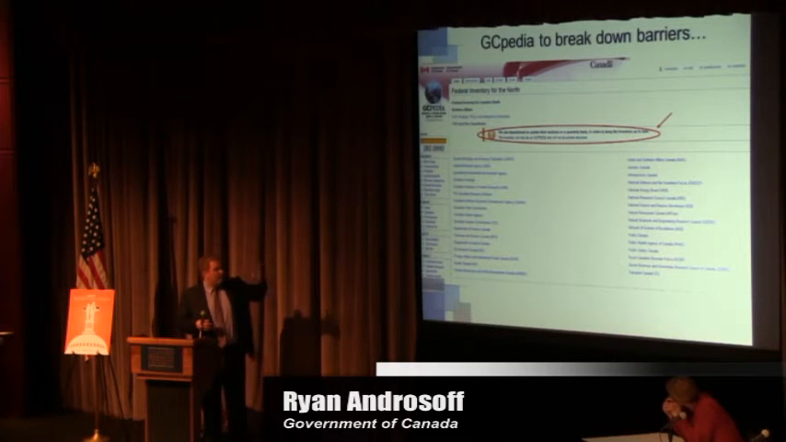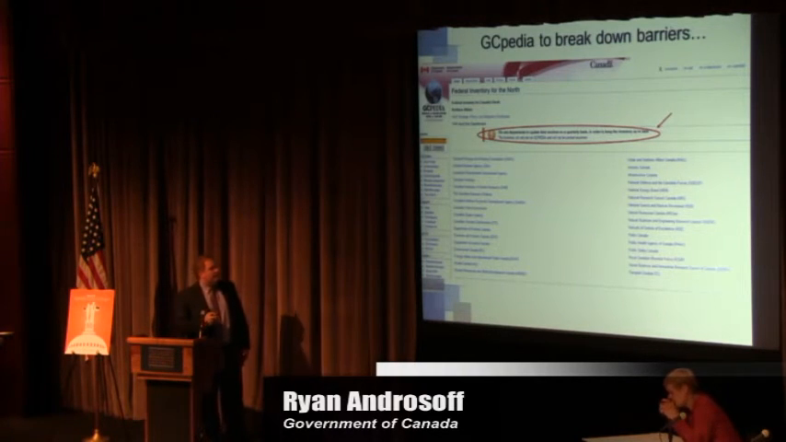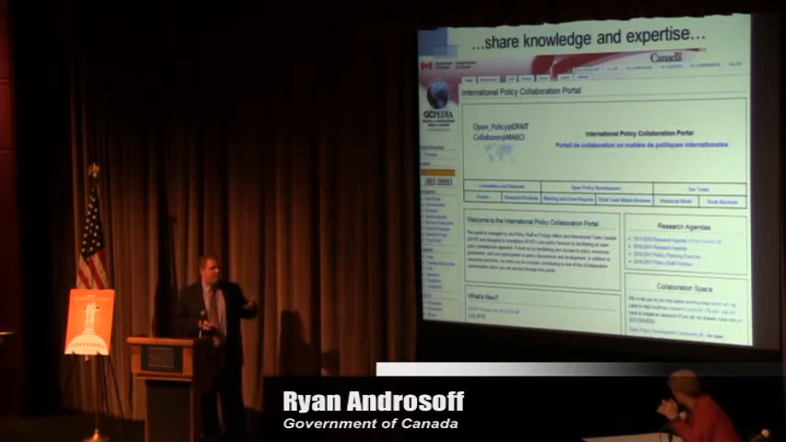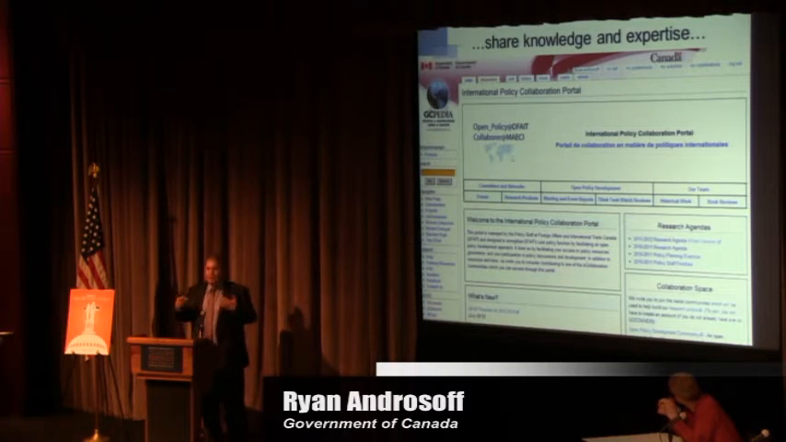Instead, the department said, all of you post on the wiki and we can share it that way and reduce the amount of internal paperwork that has to happen. This is another great example of information sharing. These are from our colleagues at the Department of Foreign Affairs, where they've moved their open policy development work onto the wiki so they can share across government some of the great research that's being produced both internally and externally.